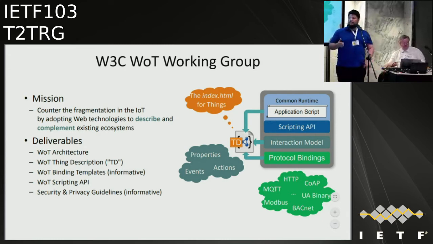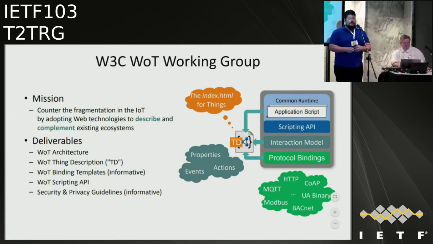And the working group now has the following deliverables. So there's a document on the overall architecture, like how should these different pieces come together. The central one is the thing description. So this is a representation format where you can collect all this metadata and annotations for existing systems. We have an informative document on binding templates that basically just explains how you can use the thing description to describe a known ecosystem or a device of a known ecosystem. So for instance, this is how you would describe an OCF device.